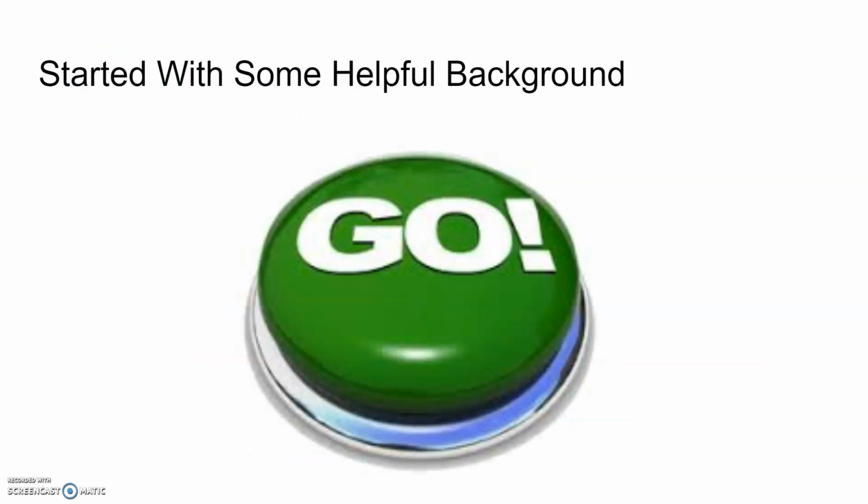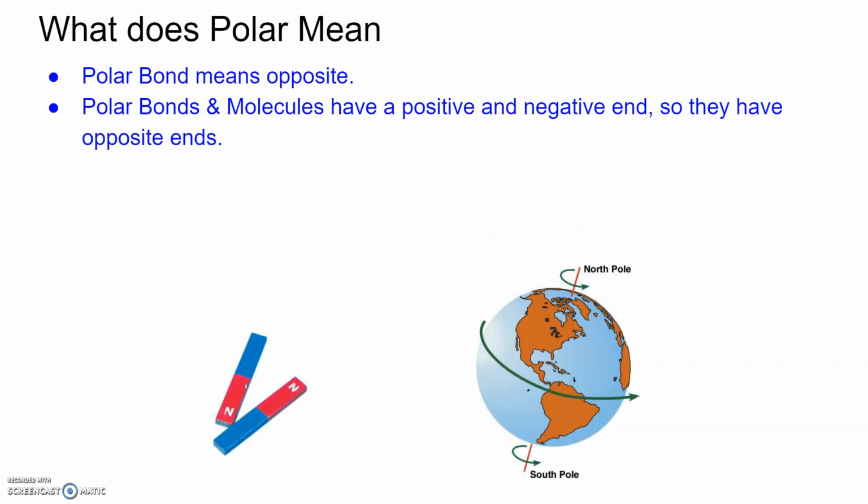All right, so let's get started with some helpful background that will be useful for Part 1 and for the rest of this lesson. So first, we're going to define what polar means. You've probably heard the word polar before, like North Pole, South Pole, maybe polar bear. The word polar means opposite. So the North Pole and South Pole of the Earth are opposite poles on opposite ends of the Earth.